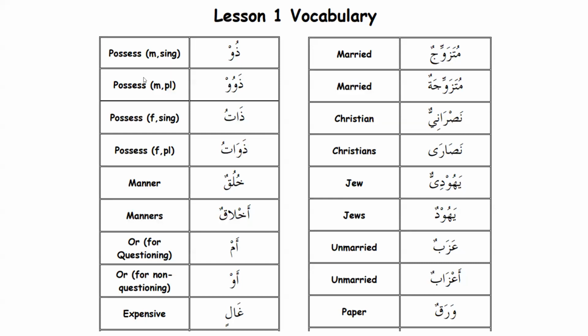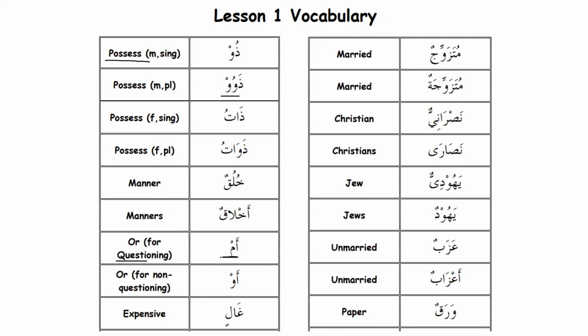The vocab, you already have it, so it's always important to memorize and learn the vocab. Very, very important. So we have learned dhu, the possessor, and the plural of dhu is dhawu. Dhatu is the feminine of dhu, and the plural of dhatu is dhawatu. Khuluqun, manner, and the plural of khuluqun is akhlaqun. Then we have a hamza that is used to ask an interrogative question, and aw is used in sentences that are non-interrogative. Do you remember an example from the Quran I gave you?